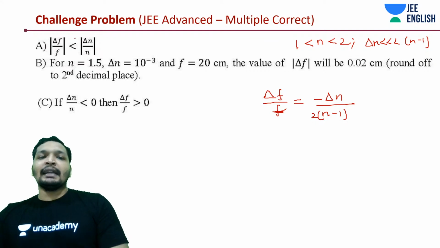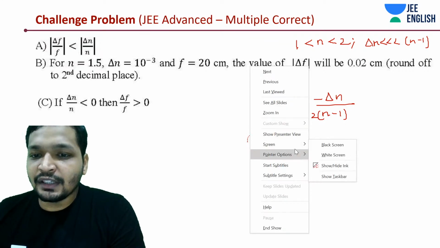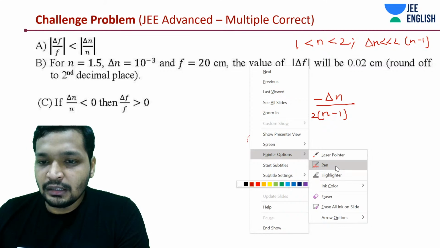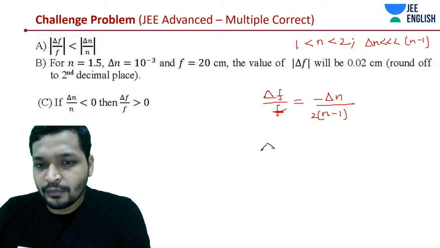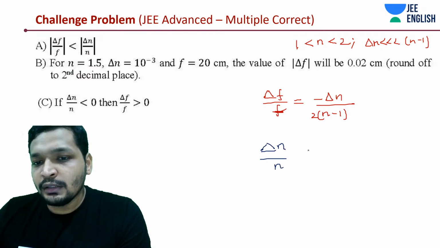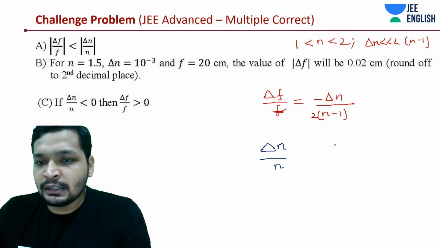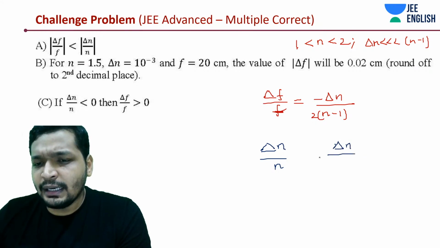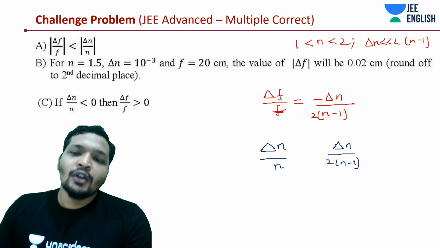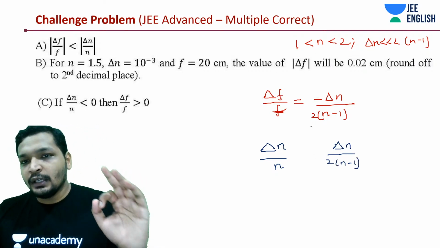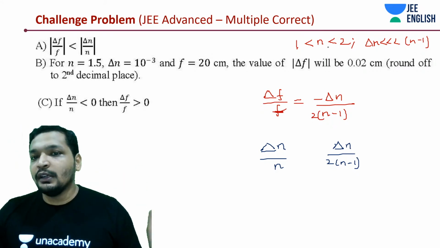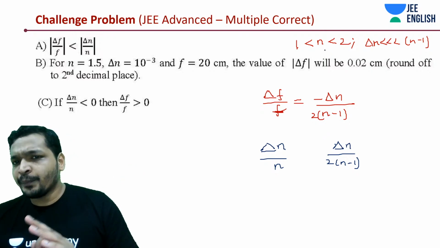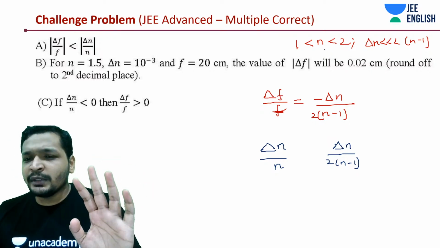What we need to compare is delta n by n with, in this case it's mod, delta n into 2n minus 1. Quick way of doing this: if you have any confusion in the exam, n lies between the limits of 1 and 2. Either 3 values or 2 values would be sufficient.